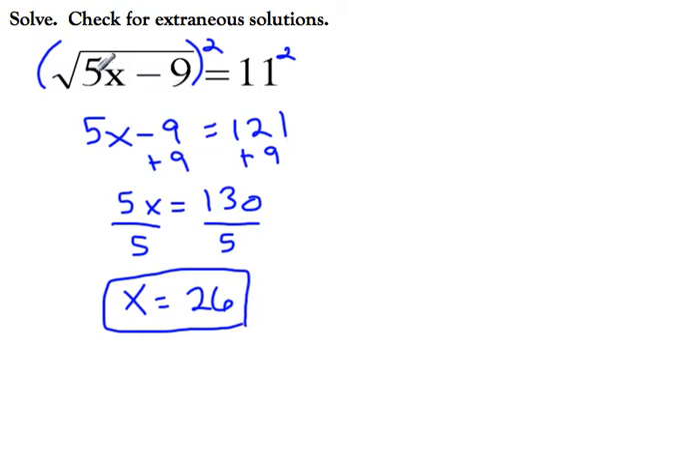Now notice it does say to check for extraneous solutions. So if I were to put this back in here, 5 times 26 is 130. 130 minus 9 is 121. And then if I take the square root of 121, I will get 11. Always check for extraneous. This one checks out, so we know that that's a good answer.